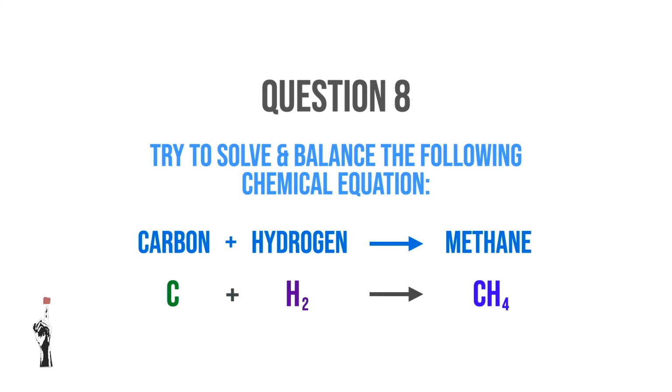The lowest common multiple of 2 and 4 is 4. If I place a 2 in front of the reagent hydrogen, I will have 4 hydrogen atoms on my reactant side and 4 hydrogen atoms on my product side. Now my equation is balanced.